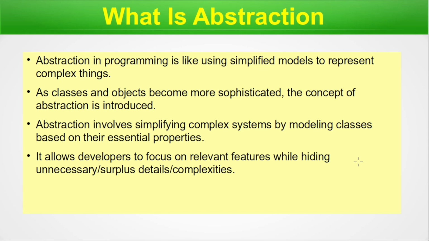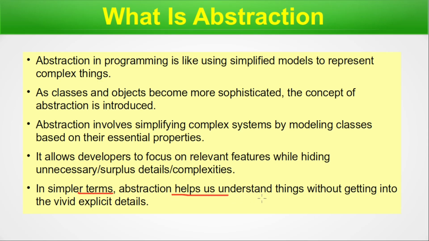So don't try to relate it. However, if you are able to correlate, it's good enough. This programming concept is very much needed in object oriented programming. In simpler terms, abstraction helps us to understand things without getting into the vivid explicit details. Here, the main motto of abstraction is to make a complex set of data into a simple structural format and feed it into the object-oriented programming classes and objects and all other aspects of object-oriented programming. We are done here discussing abstraction, and let us move on to the next slide.